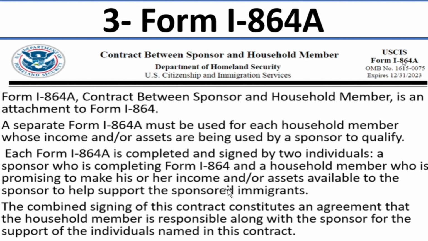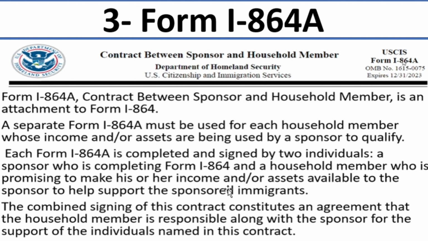This is a contract between a sponsor and a household member. So it is an attachment to the form I-864. The petitioner is going to file I-864 and the household member is going to file I-864A. A separate form I-864A must be used for each household member whose income or assets are being used by a sponsor to qualify.